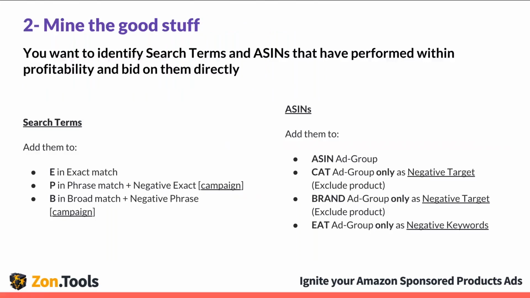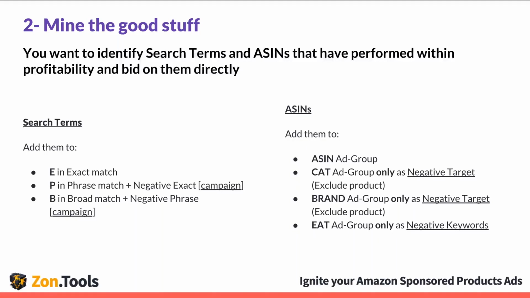Okay. Now, the first action we take is to mine the good stuff. So from a spreadsheet, we want to identify search terms and ASINs that have performed within profitability, and we want to take those search terms and ASINs out and bid on them as keywords or in our ASIN campaign. Performing within profitability means that, assuming your profit margin for a product is 50%, any search term or ASIN that is performing below 50% ACOS is at break-even or at a profit. We want to identify them, take them out, and bid on them as keywords.